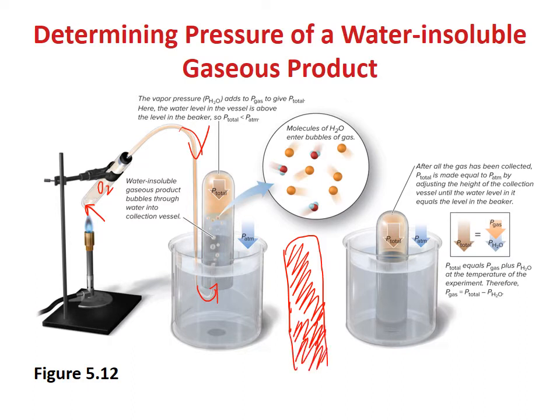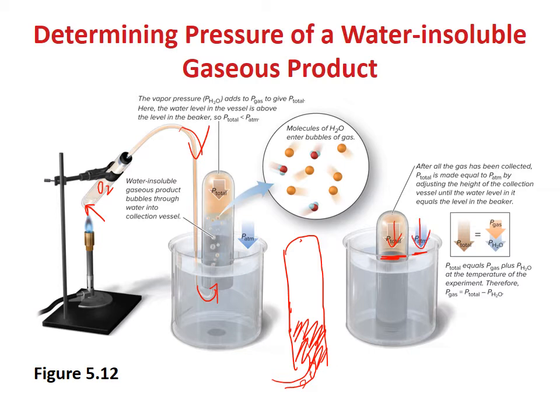Because oxygen has a lower density than water, the oxygen gas goes up to the top and pushes the water down. After all the gas has been collected, the height of the test tube is adjusted so that the water level inside is equal to the level outside. This way, the pressure inside the test tube, which is the pressure of the gas, is equal to the pressure outside, which is the atmospheric pressure.